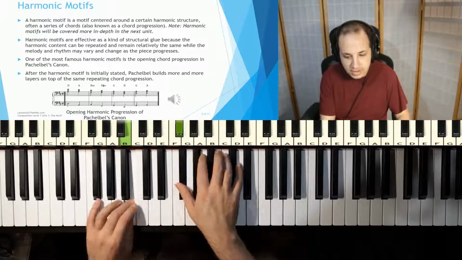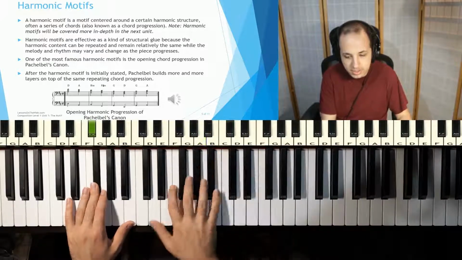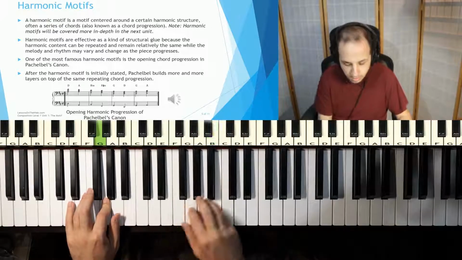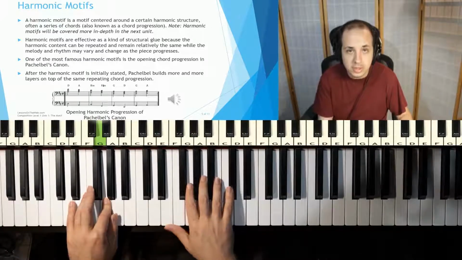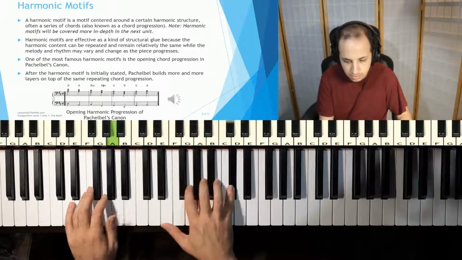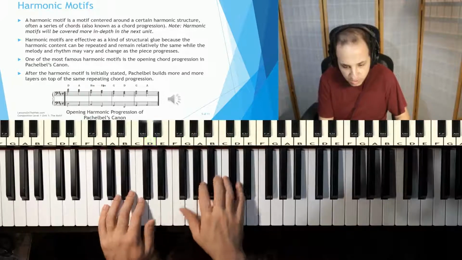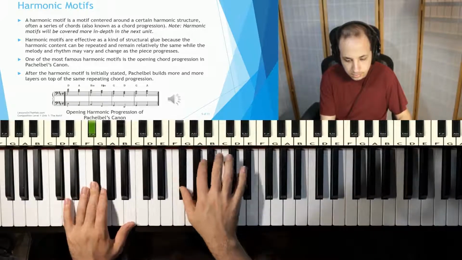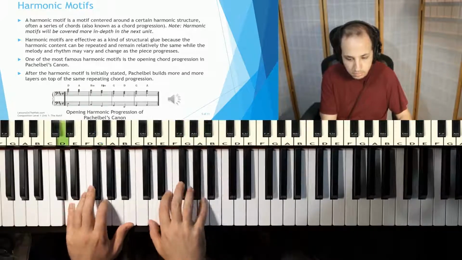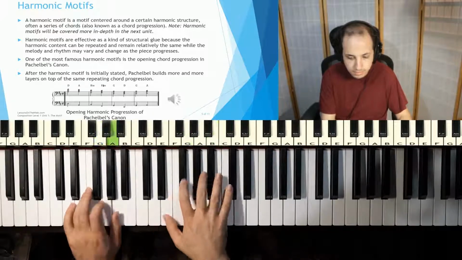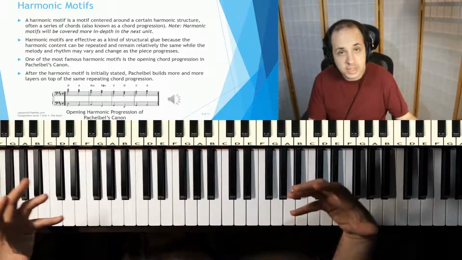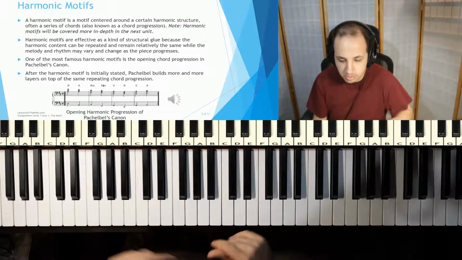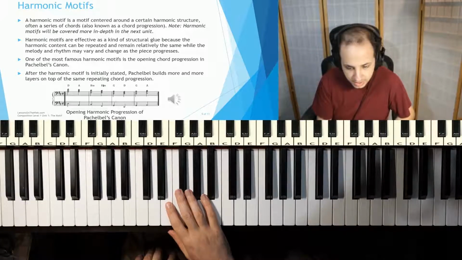So basically, every time you go through the progression, it's the same progression, right? But every time we're changing a little bit about it to maintain interest. So I play the same exact chord progression, I change it a little bit each time, and that's the perfect example of a harmonic motive.